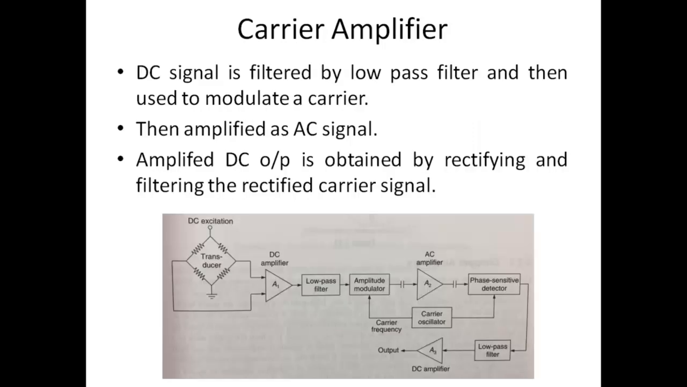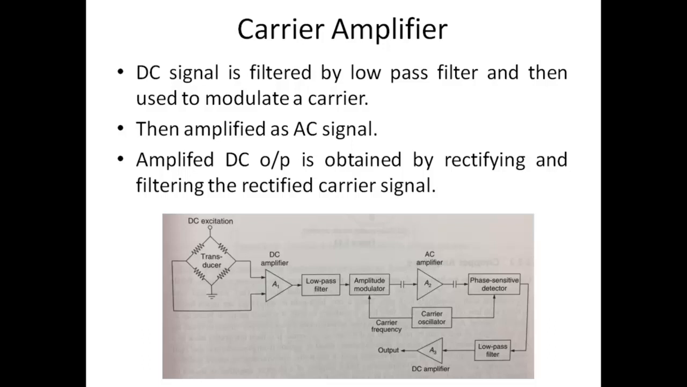Now, first of all, let's see what a carrier amplifier is. A carrier amplifier is a direct current amplifier in which the DC input signal is filtered by a low pass filter and then used to modulate a carrier, so it can be amplified conventionally as an alternating current signal. The amplified DC output is obtained by rectifying and filtering the rectified carrier signal. Carrier amplifiers are classified as DC excited, AC excited, or pulse excited.